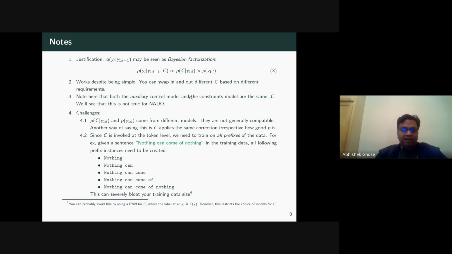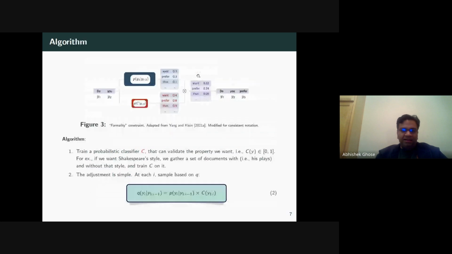right? And another way to sort of phrase this problem is that the correction that you are applying is only dependent upon the model C, right? It does not take into account the property of the base language model, right? What if your base language model was trained in a way that it is very hard for it to satisfy the constraint C, right? Then you might want to correct its probabilities a little more aggressively than the case where it was trained in a way that it is easy for the base language model to satisfy your constraint C.